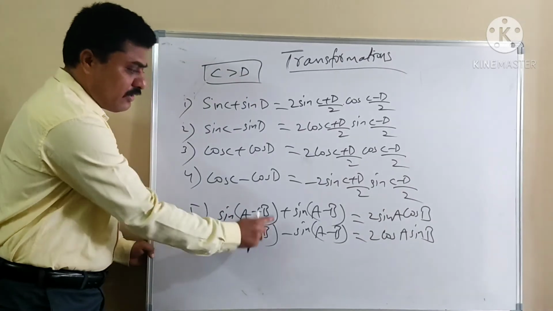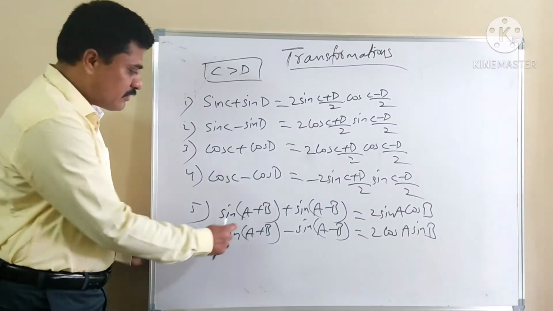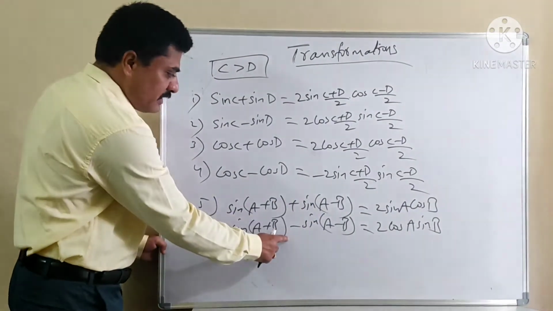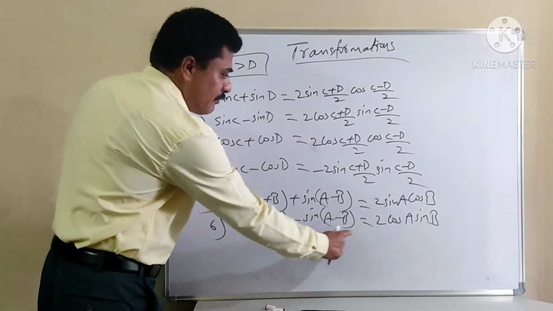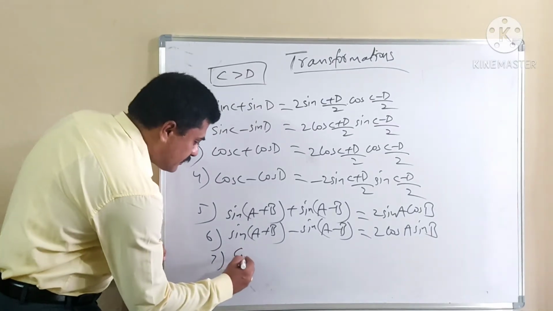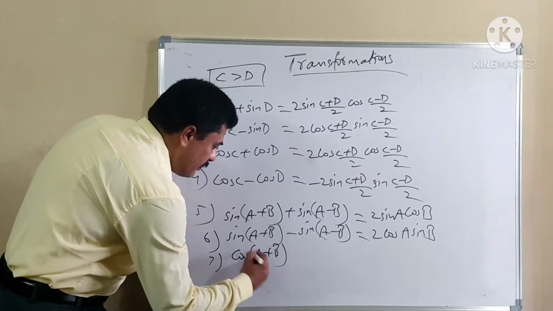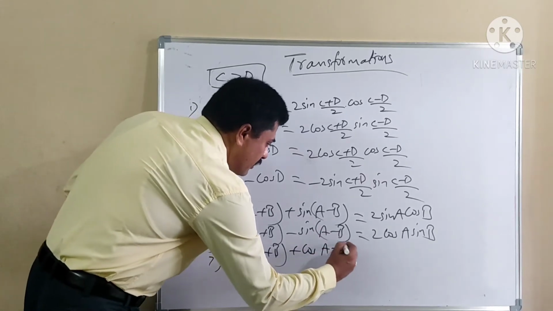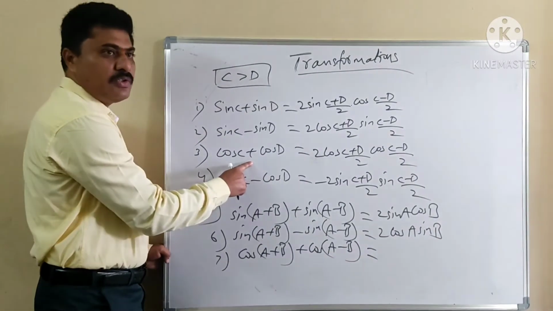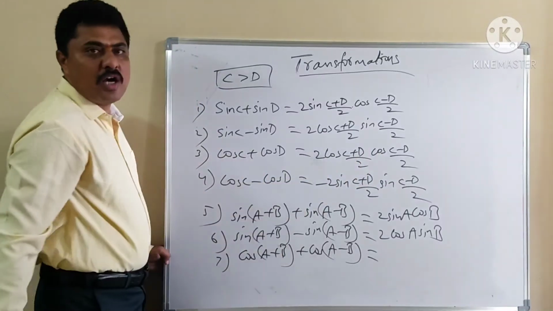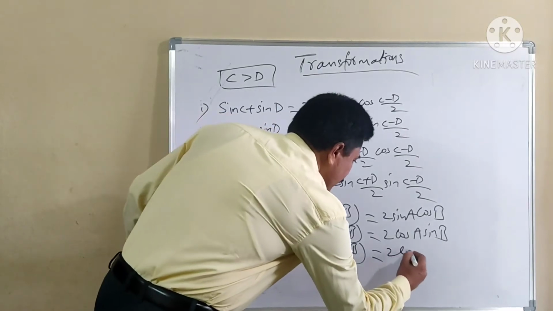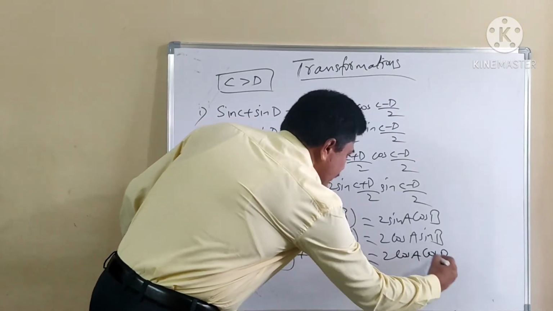Instead of C and D, I have taken the example of A and B. So sin (A plus B) plus sin (A minus B) is 2 sin A cos B. When the sign is negative, sin (A plus B) minus sin (A minus B) is 2 cos A sin B. In the same way, for cos, cos (A plus B) plus cos (A minus B) with a positive sign gives the answer in cos only: 2 cos A cos B.